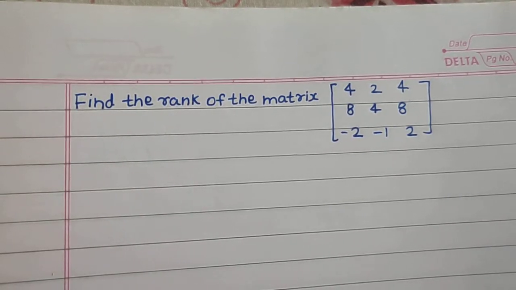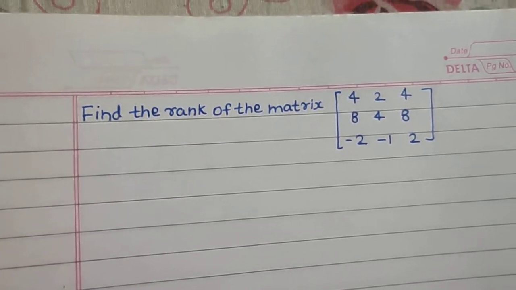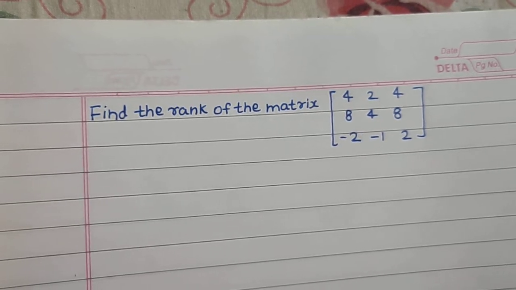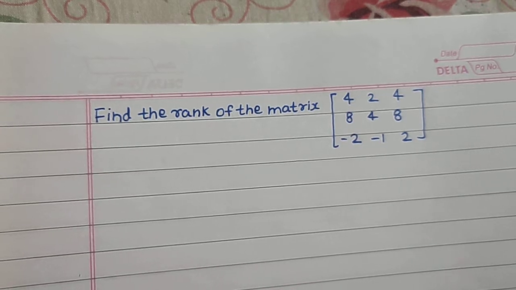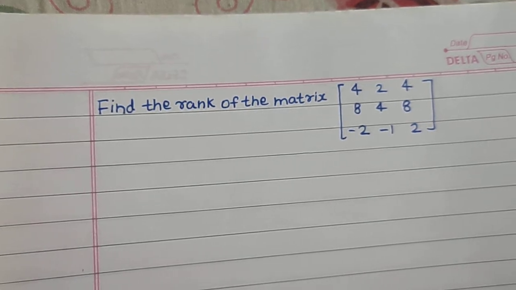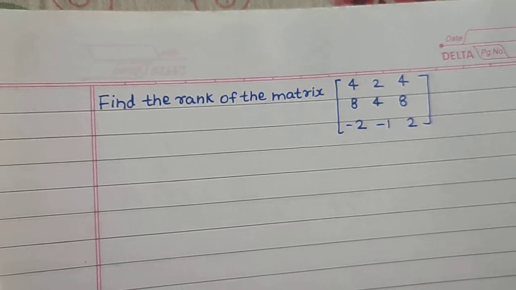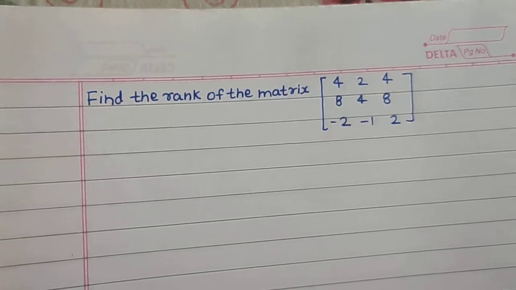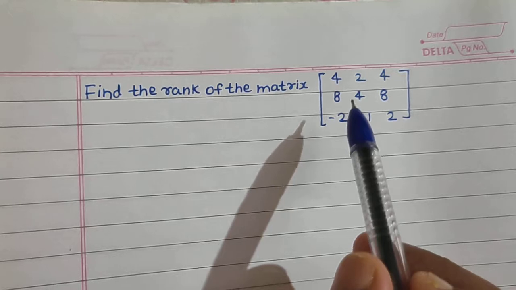So we need to find the rank of this matrix. We have been given a 3 cross 3 matrix. Since nothing is specified about which method we have to use, we will always prefer to find the rank by the echelon method, by reducing it to echelon form, because that is a bit easier as compared to the other methods. So we'll prefer that.